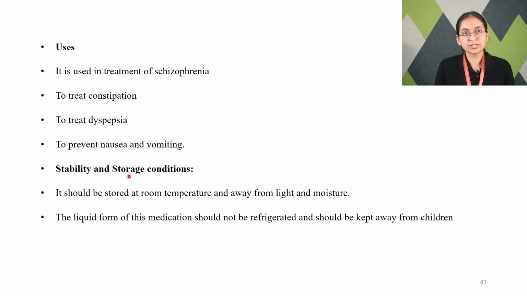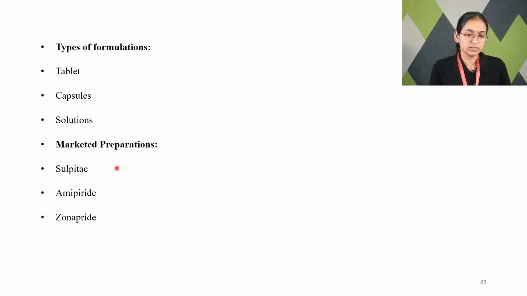Next is stability and the storage conditions. It should be stored at room temperature, away from light and moisture. The liquid form of this medication, again, should not be refrigerated and should be kept away from children. This is available in three types of formulations. First is tablet, second is capsules, third is solutions. The marketed preparations are Salpitac, Amiprid and Zonaprid.